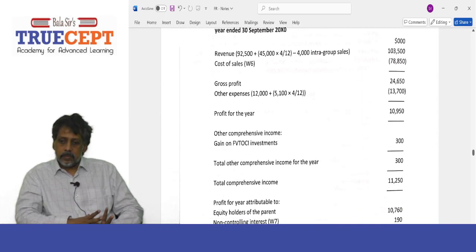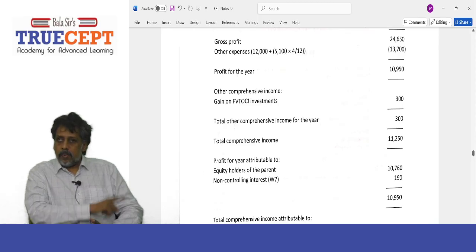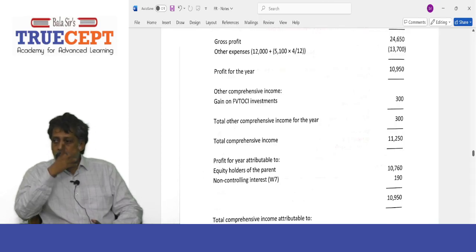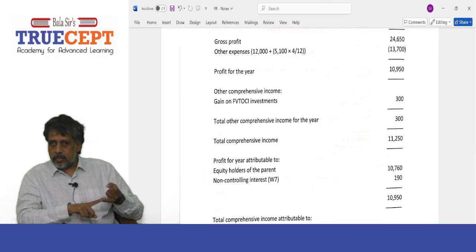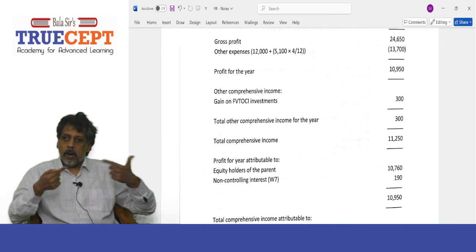Gross profit is 24,650, because it's given. Next, other expenses: 12,000 plus 5,100 into 4 by 12, 13,700. So we get the profit for the year, 10,950. Till that it's all fine. But remember, this 10,950 should be broken into two parts: the profit attributable to the non-controlling shareholders' interest and the profit attributable to the shareholders of the parent company.